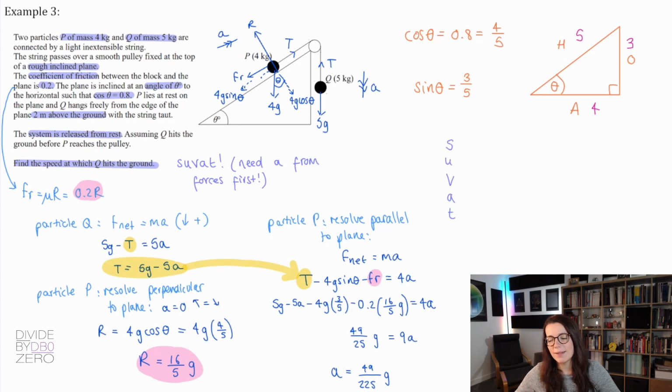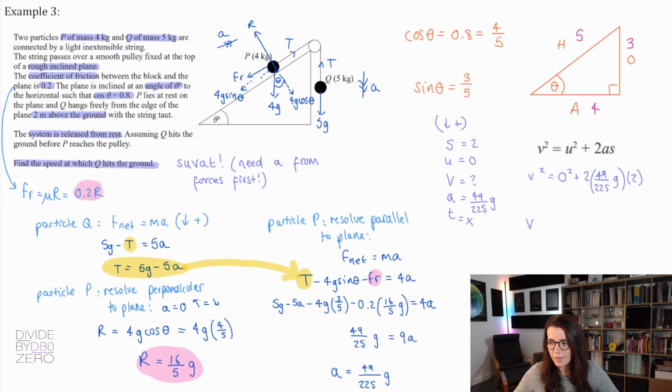Now we can finally use that a value in a SUVAT equation to solve the problem. So SUVAT, and for this I'm going to take down as the positive direction. We know particle Q is going to travel 2 meters down to the ground. We know it's released from rest. We want to find the final velocity, and we now know the acceleration is 49/225 g. We do not know the time, but that's okay in this question. We then look for the SUVAT equation that does not involve t, and that's this one, and we sub in our values to find v.